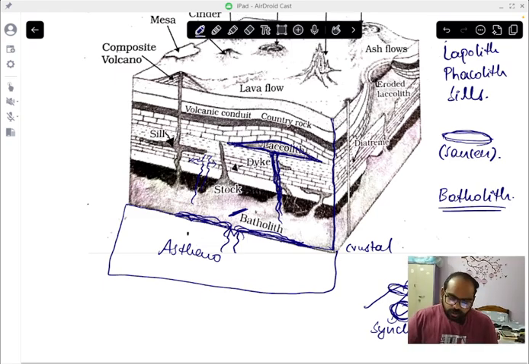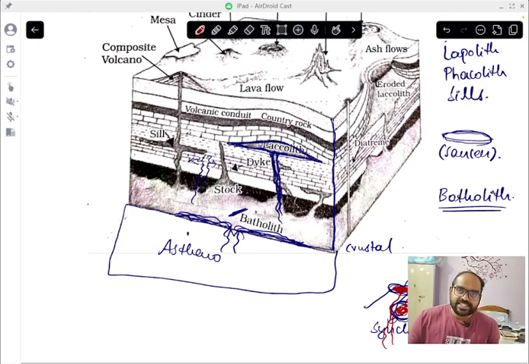So what is a phacolith? Whenever magma travels in a straight line and gets deposited in these synclines and anticlines, it is called phacolith. Magma travels like this and gets deposited in these synclines and anticlines. The intrusive forms associated with syncline and anticline are called phacolith. And if that horizontal form developed in a saucer shaped structure, it is called lapolith.